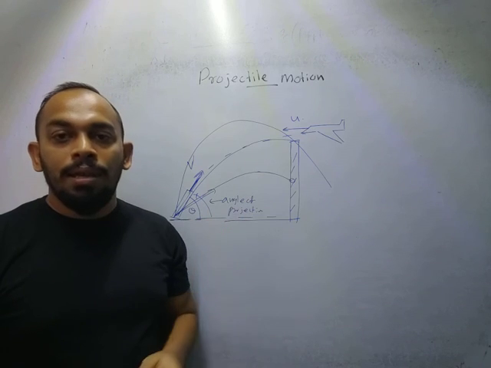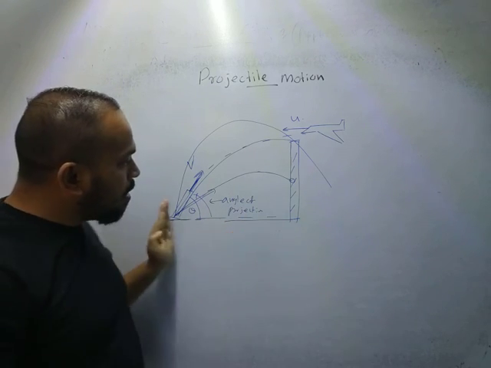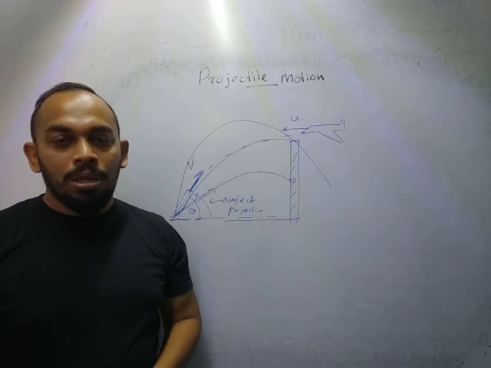We start with a basic model, a basic projectile motion on a horizontal plane.